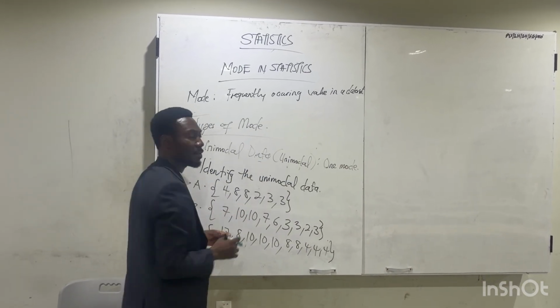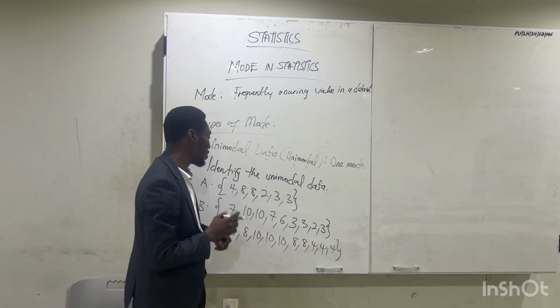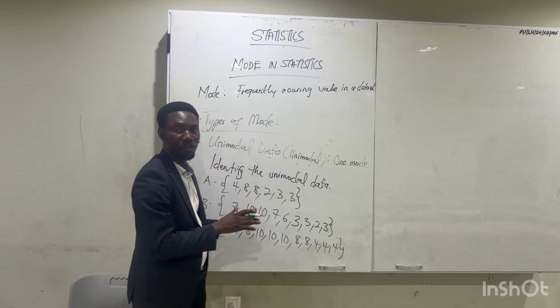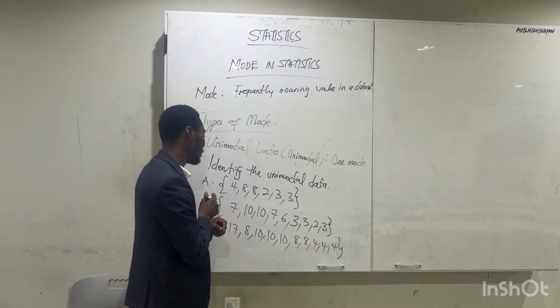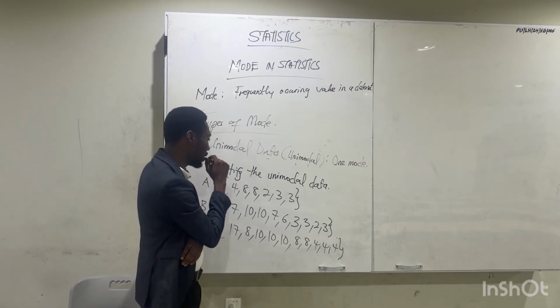Alright, so let's observe these three data sets. We've been asked to identify the unimodal data. Okay, great. So let's start from the A. Now in the A, let's observe the mode.